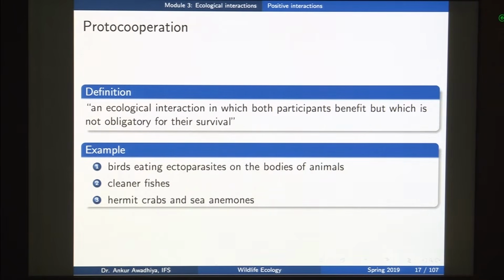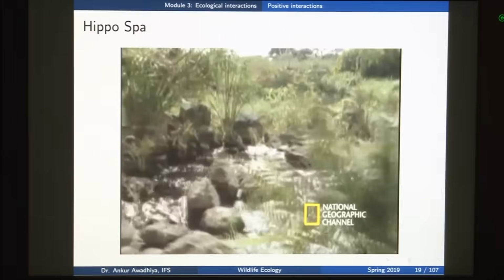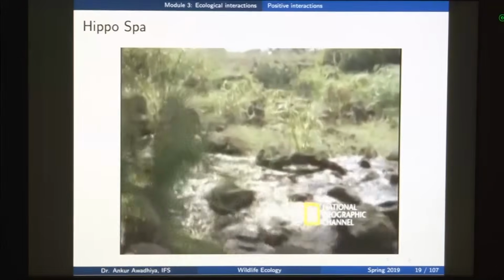Another example is cleaner fishes. We will look at a small video to see what cleaner fishes are.